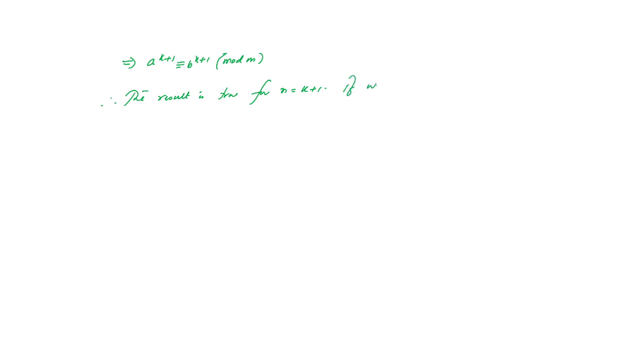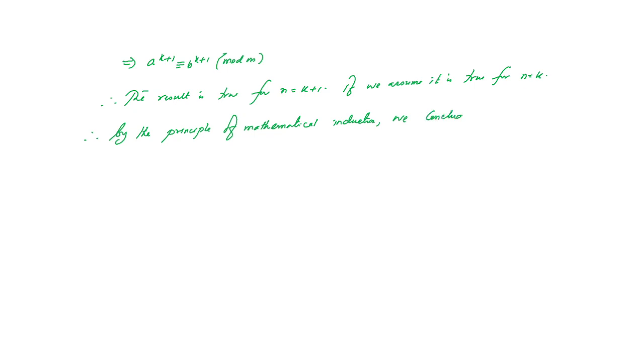If we assume it is true for n equals k, then by the principle of mathematical induction we conclude that A to the power n is congruent to B to the power n modulo M for all n belonging to natural numbers. So hence we prove this.